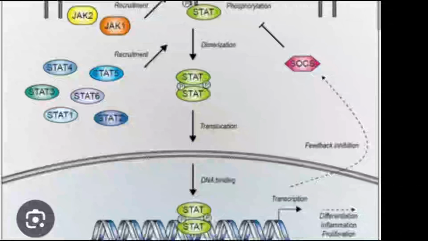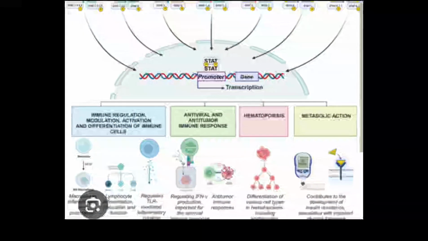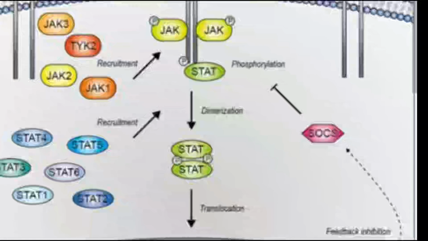JAK-STAT pathway cytokine feedback inhibition primarily occurs through the upregulation of suppressor of cytokine signaling, SOCS, proteins, which act as a negative regulator by directly inhibiting the JAK kinase and preventing further STAT activity. So it effectively limits the cytokine signaling cascade. Once a certain level of cytokine stimulation is reached, this mechanism helps in maintaining a balanced immune response.